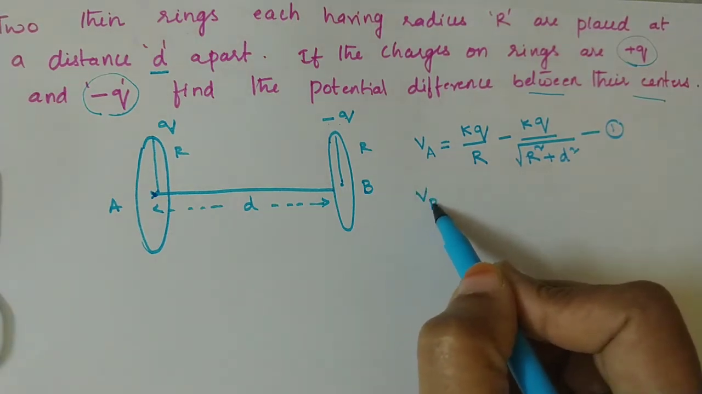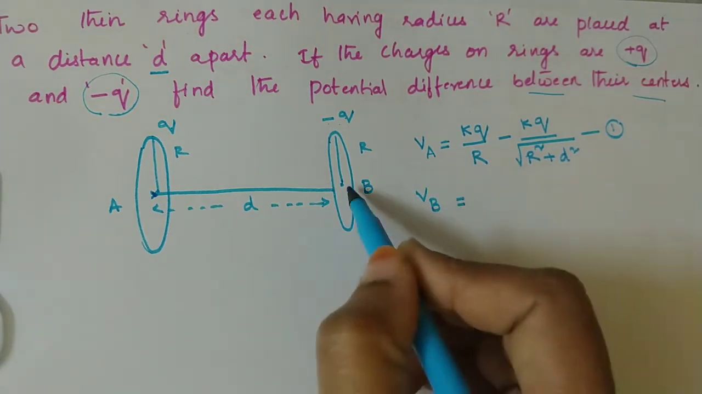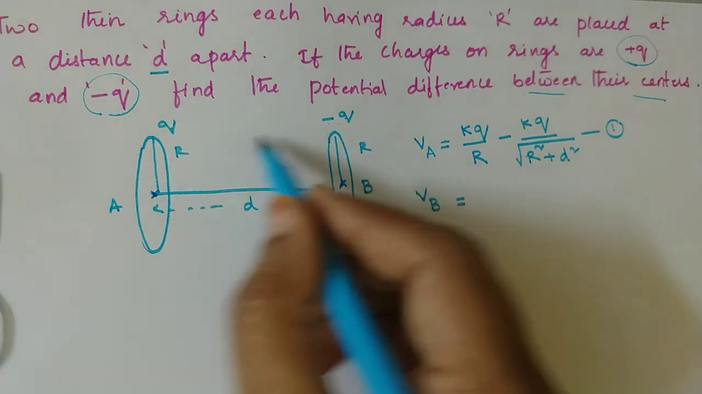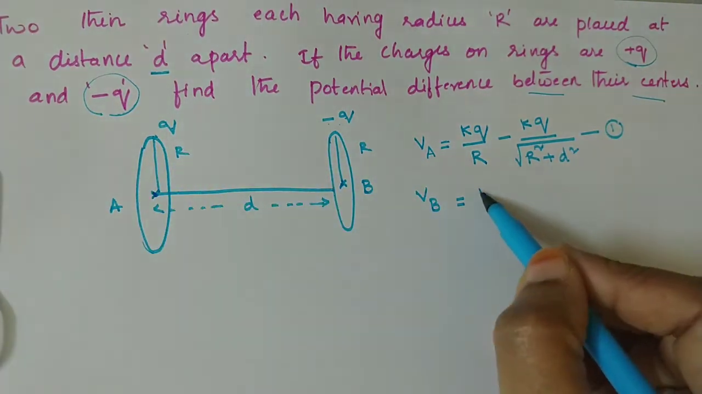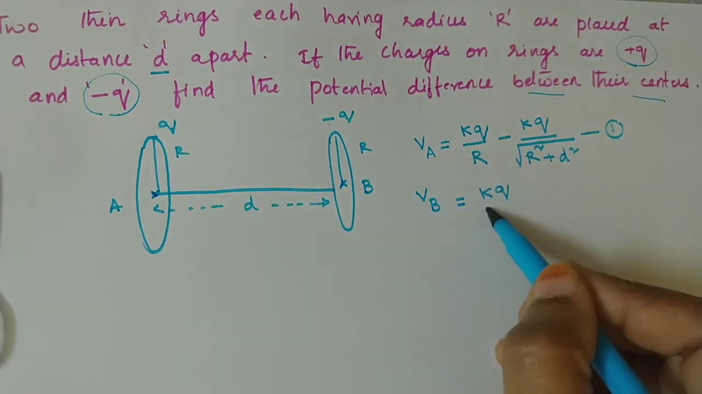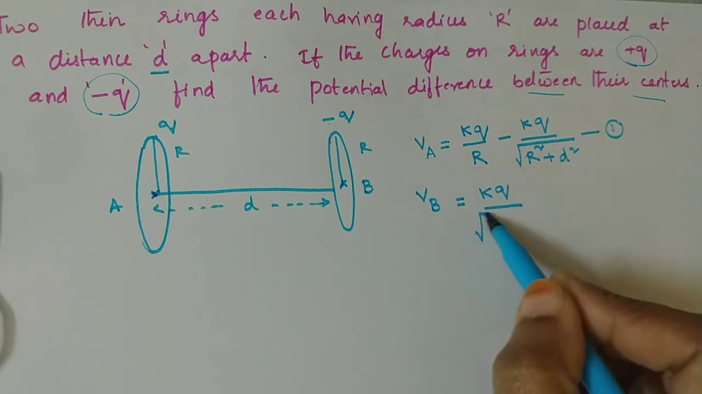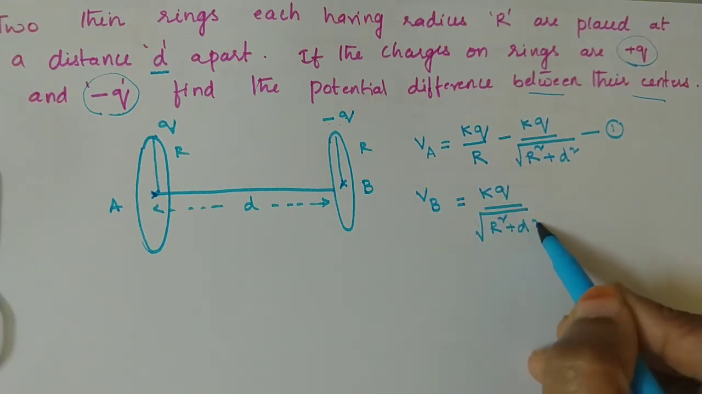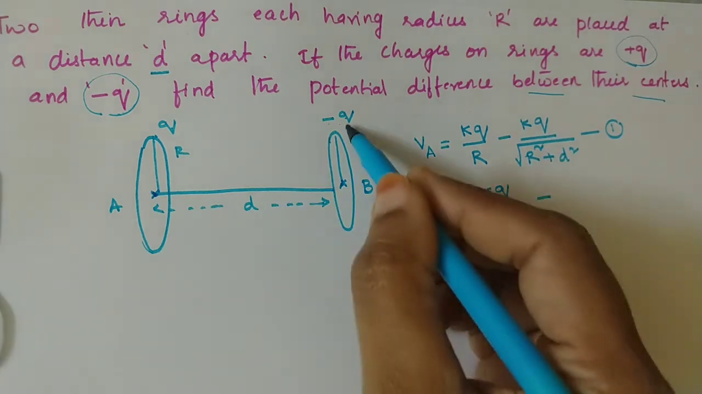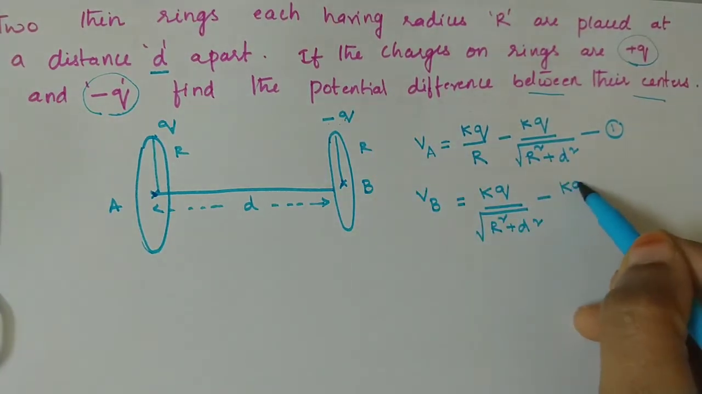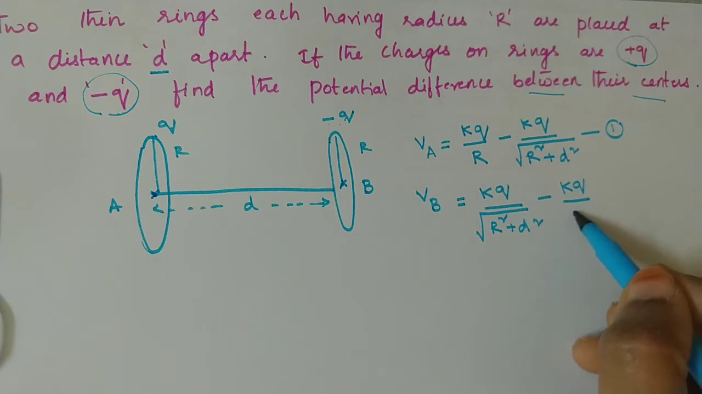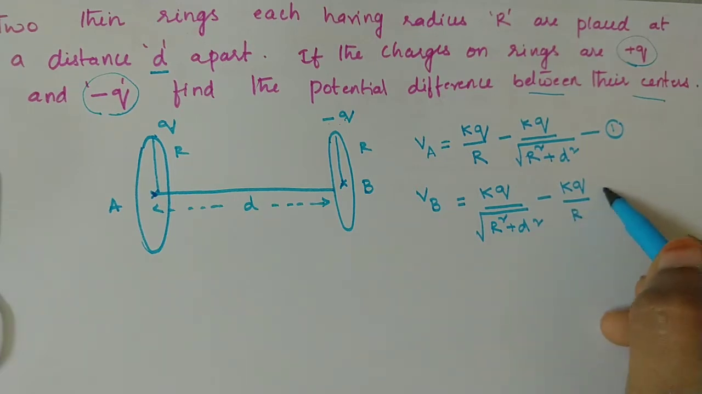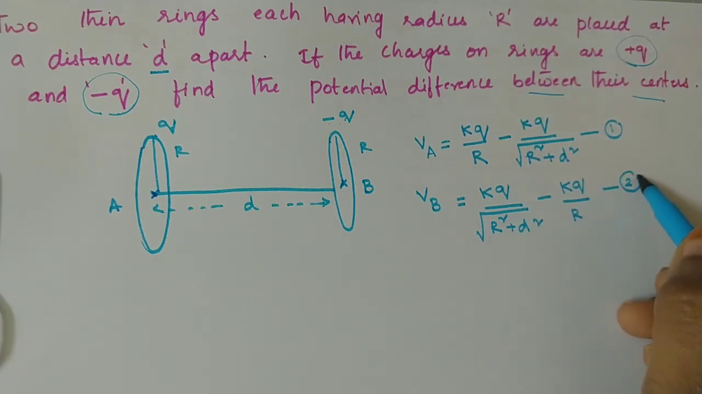Similarly, find potential at B. This point is B. Potential due to this positive charge is K into Q, positive potential, on axial line under root R square plus d square. And potential due to minus Q is minus KQ divided by capital R. Call this as equation 2.